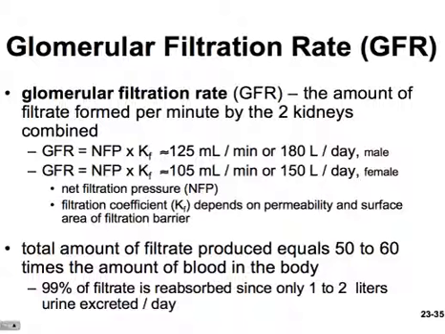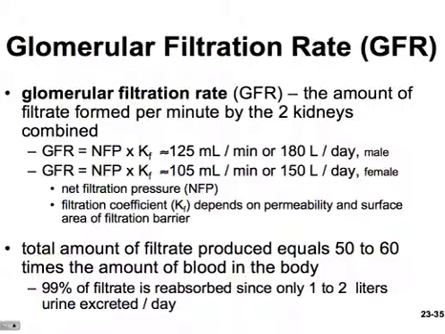So the glomerular filtration rate is the amount of filtrate that's formed per minute by the 2 kidneys combined. It equals the net filtration pressure multiplied by a filtration coefficient that depends primarily on the surface area of the filtration barrier. That usually means about 125 milliliters per minute, or 180 liters per day in a male, and 150 liters per day in the female.